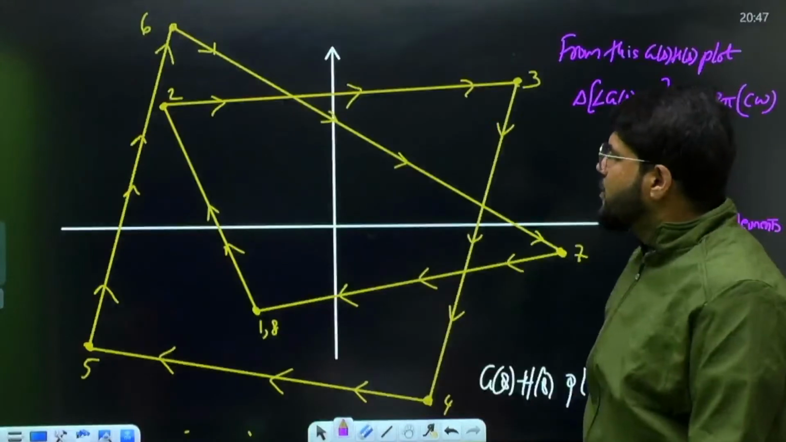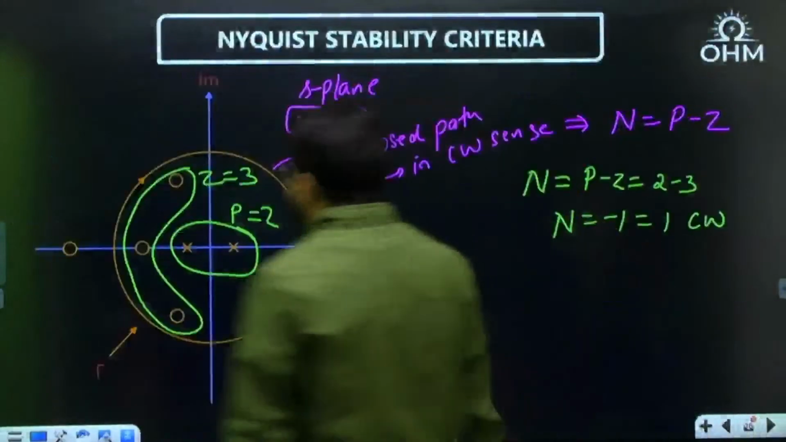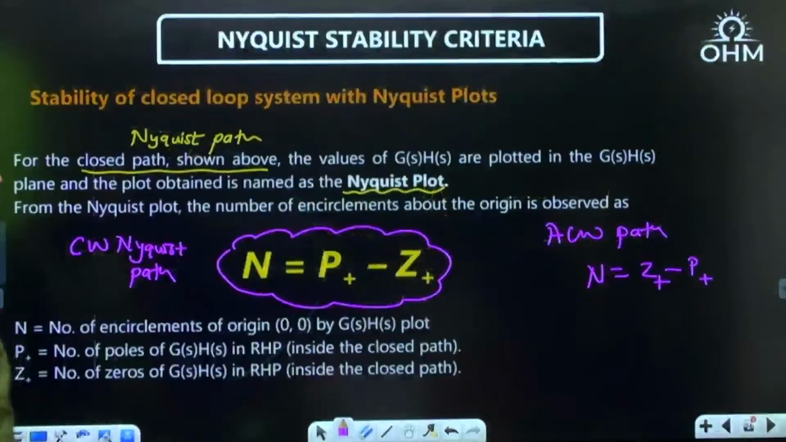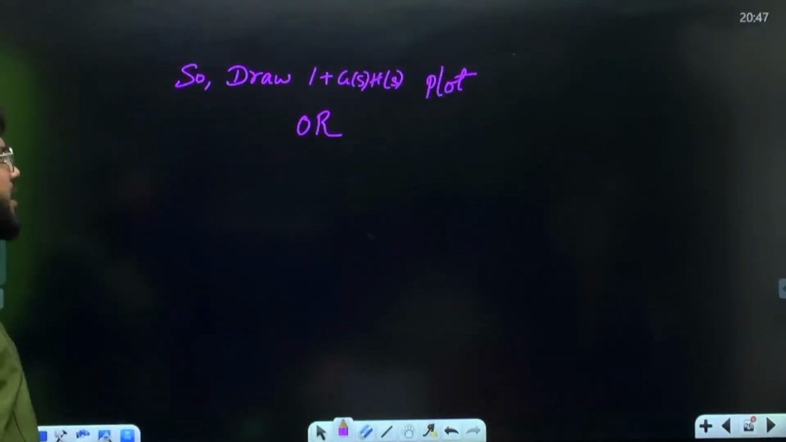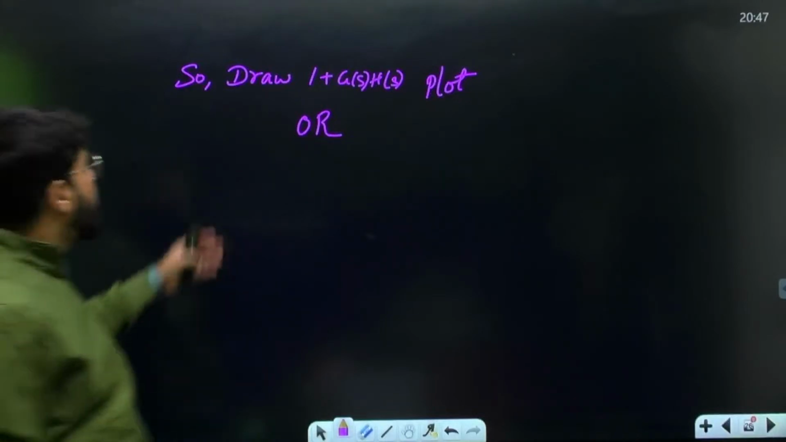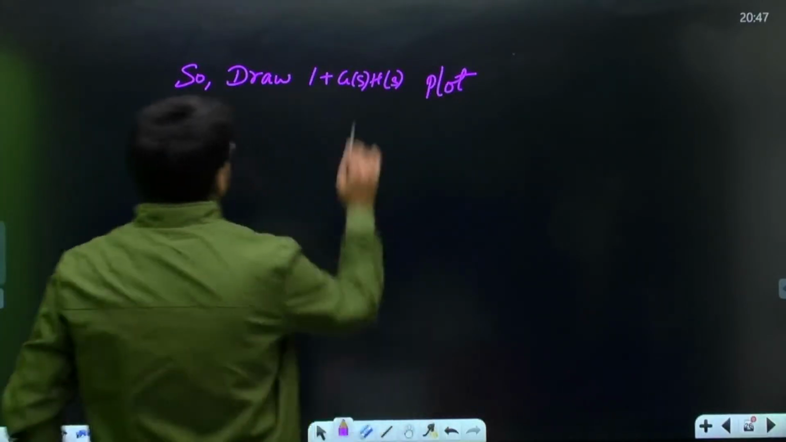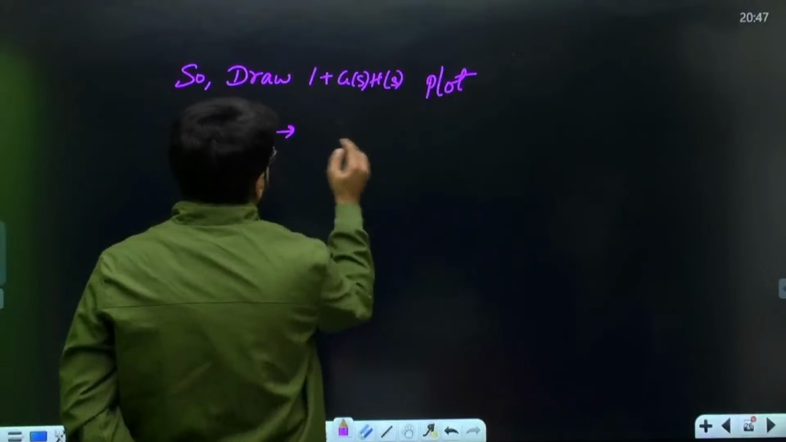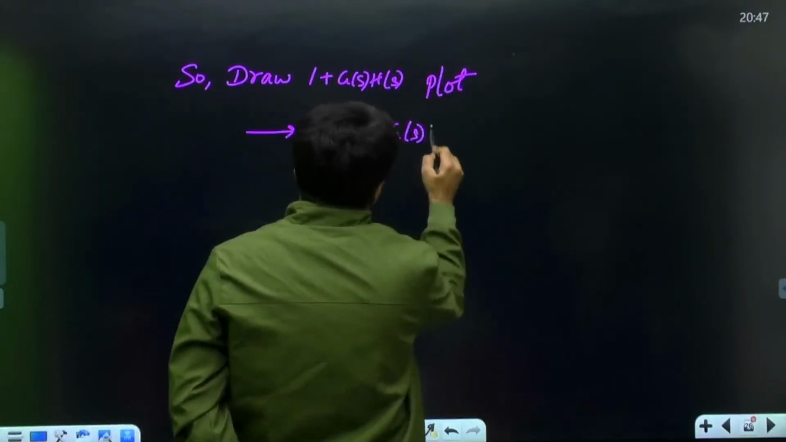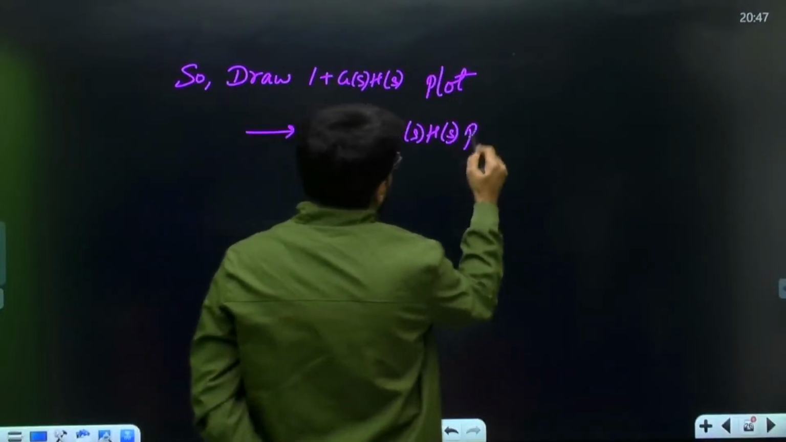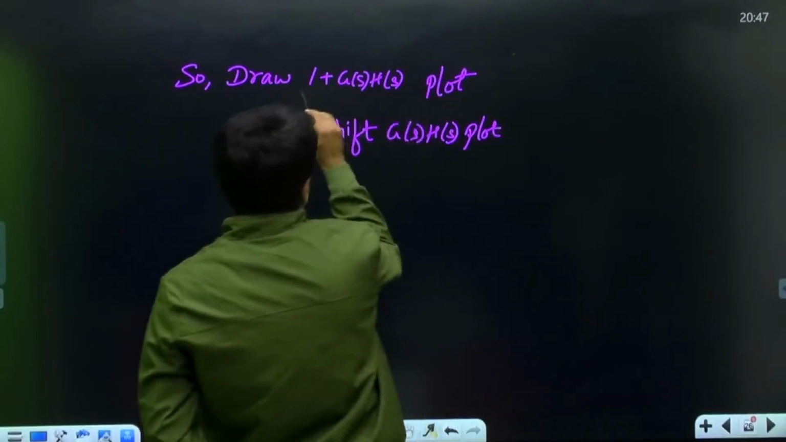So what I was telling you is, we are interested in the zeros of 1 plus G(s)H(s). That means you draw the 1 plus G(s)H(s) plot. Now, to draw the 1 plus G(s)H(s) plot, there are two things. Shift the G(s)H(s) plot, because you are adding plus 1, adding a real part.